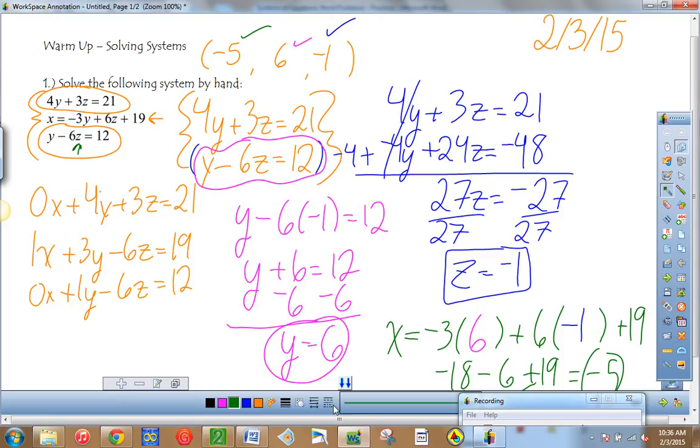Elimination, all you're doing is making the coefficients line up. If this is a 4, we want this to be a -4. And we're actually adding the equations together. We want to make one positive and one negative. You could have multiplied the top one by 2, so then you'd have a -6 and a +6, and they would have canceled out and you would have solved for y first.